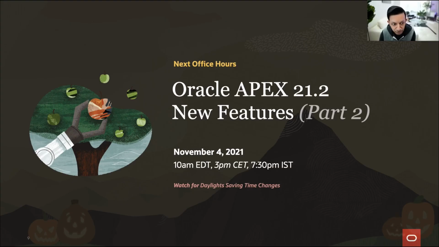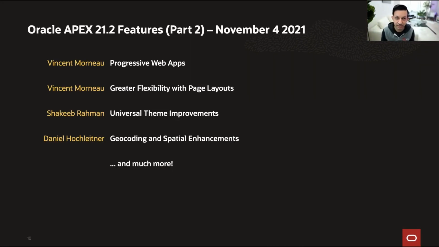In the meantime, I want to talk about the next session. So the next office hours will feature part 2 of the new features series. This is going to be in 2 weeks on November 4th. Again, it'll be at 10 a.m. Eastern, but in Central European time, I believe it's 3 p.m. And 7:30 p.m. in Indian Standard Time. And the features that we did not cover today were progressive web apps, the greater flexibility with the page layouts, universal theme improvements, and also the geocoding and spatial enhancements. So we'll be covering those features in 2 weeks.